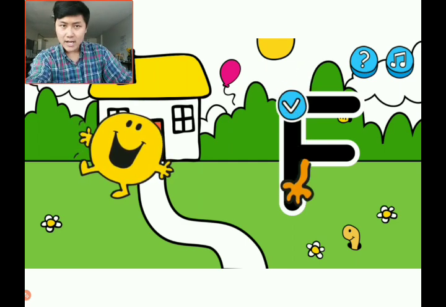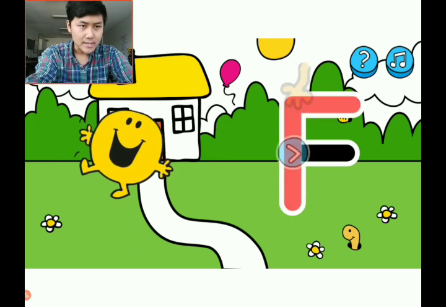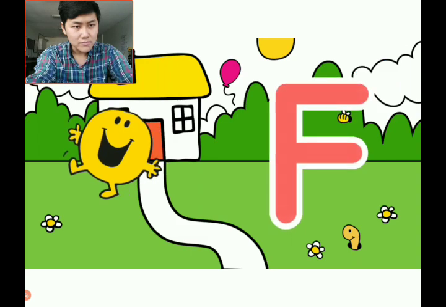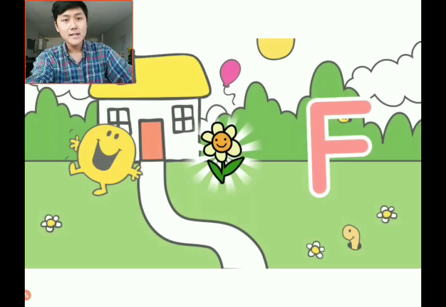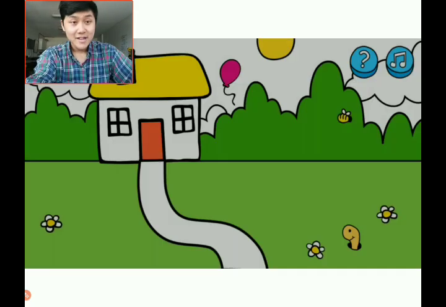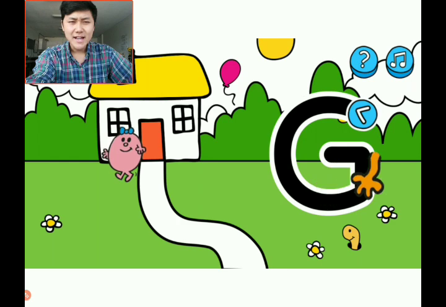just only 2 lines. So I'm gonna just go like this, and then the line on top, that's number 1, the line in the middle, number 2. That's the letter F. Flower. And F stands for flower. G. Great, letter G. That's Little Miss Tiny.